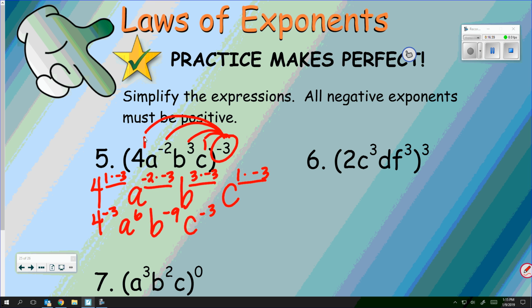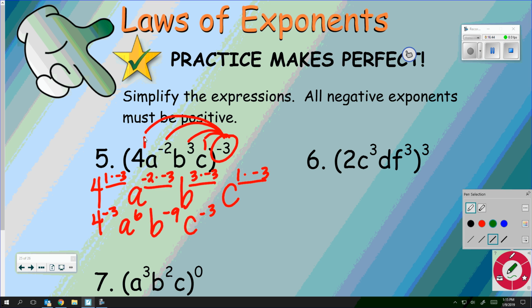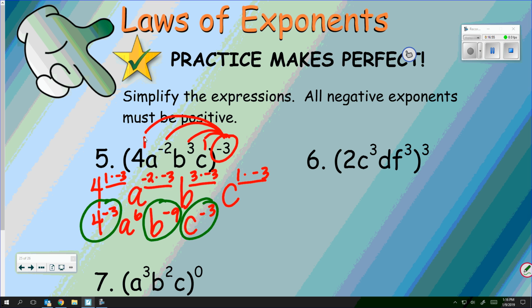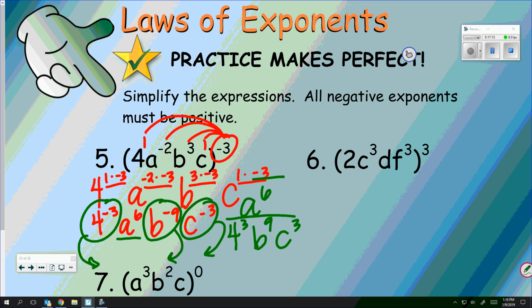Okay, now from here, we're looking at which ones are negative, which have negative exponents. So if we look, we see that the 4 has a negative exponent, the B has a negative exponent, and the C has a negative exponent. So from yesterday, what do we do with those? We move them to the bottom. So the only thing I have left up on top is that a to the 6, everything else goes to the bottom. So 4 to the 3rd goes to the bottom, B to the 9th goes to the bottom, and C to the 3rd goes to the bottom. And you would be done.